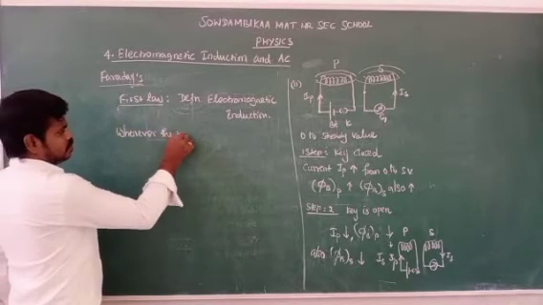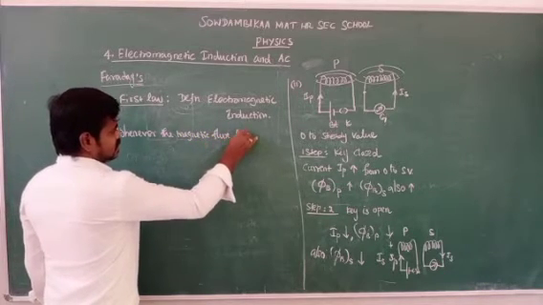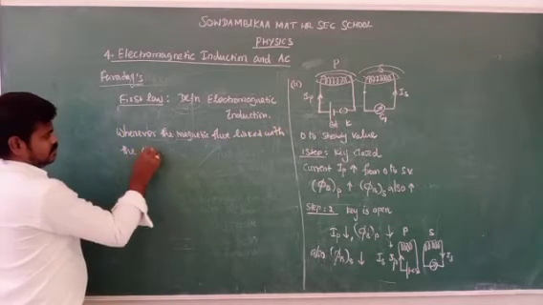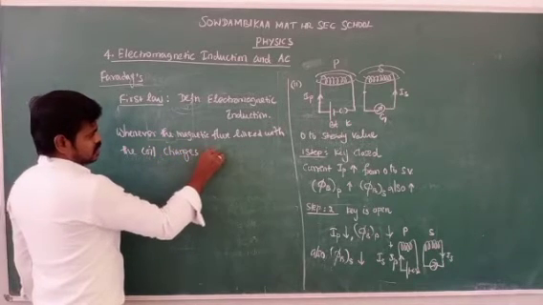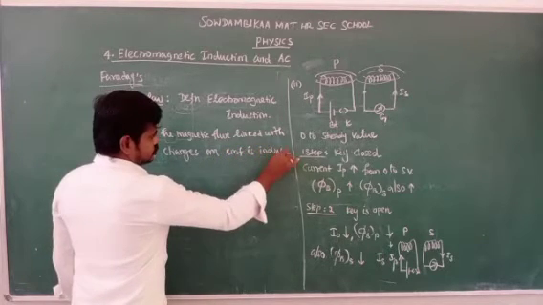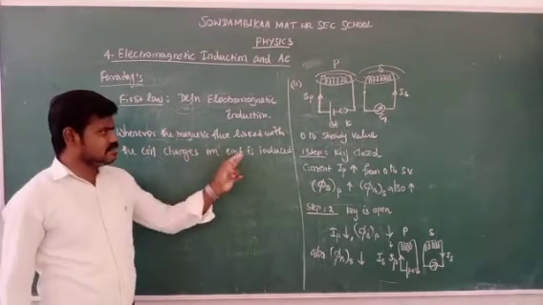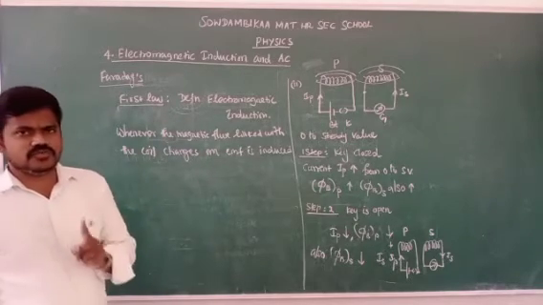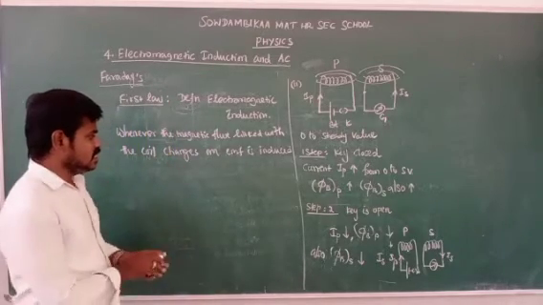Whenever the magnetic flux linked with the coil changes, an EMF is induced. Remember, whenever the magnetic flux linked with the coil changes, an EMF is induced. The magnetic flux changes when there is a continuous relative motion between the coil and the magnet. In other words, there is a relative motion.